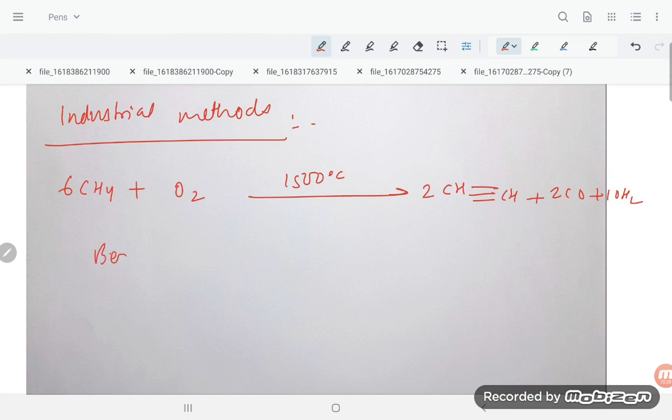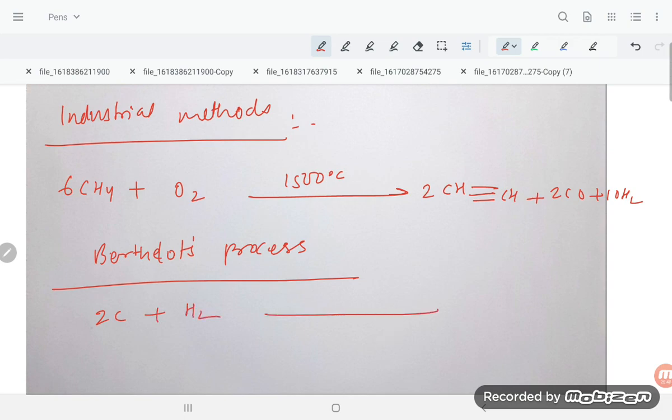The last one is Berthelot's process. In the Berthelot process, you take carbon and pass hydrogen at a higher temperature, 1200 degrees Celsius. It prepares ethyne.